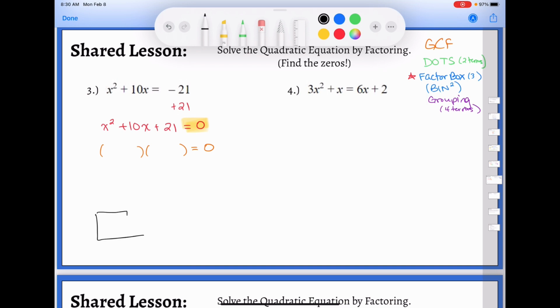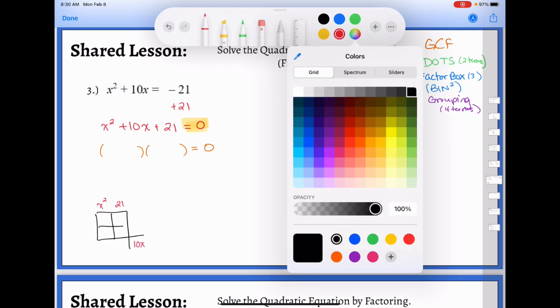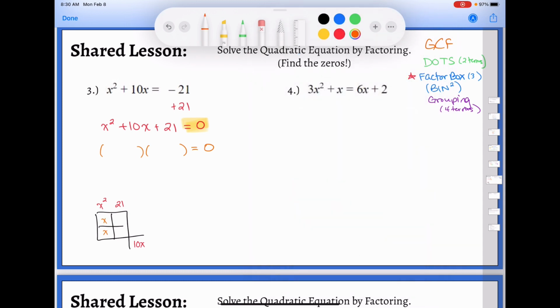So if you do use a factor box, this is what it would look like. Remember, x squared goes up here, 21 goes up here, 10x goes down in the nook. What things multiply together to give x squared? x times x. What multiplies together to give 21? 7 and 3. And they have to add up to 10x. 7x plus 3x does equal 10x.